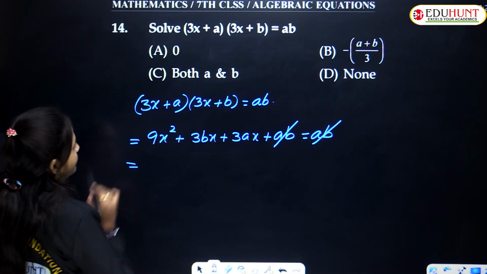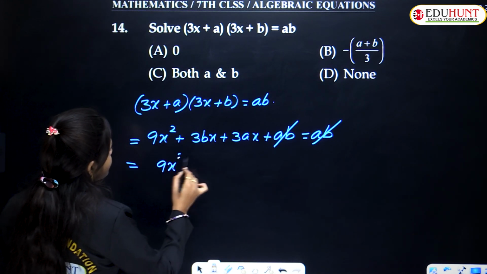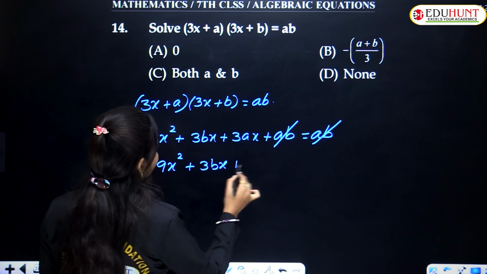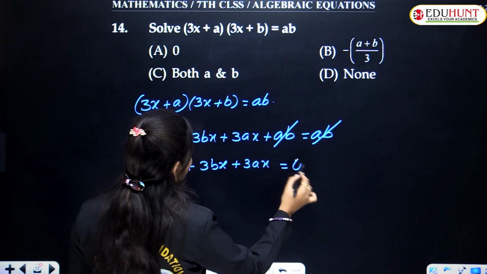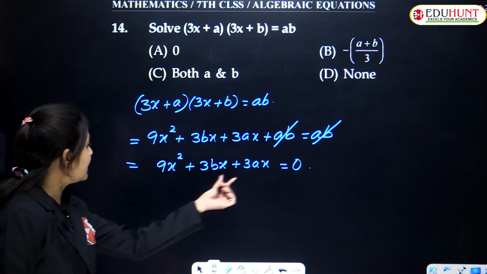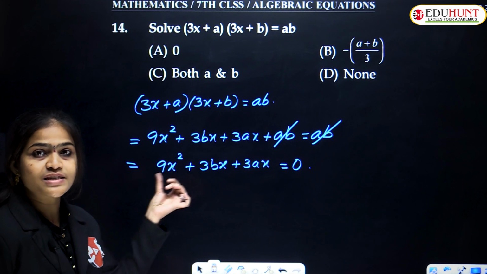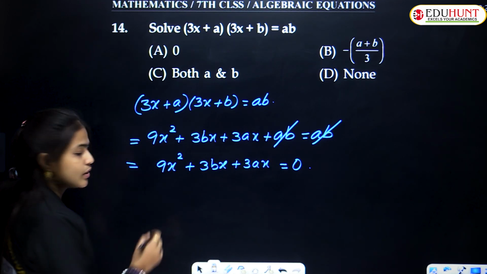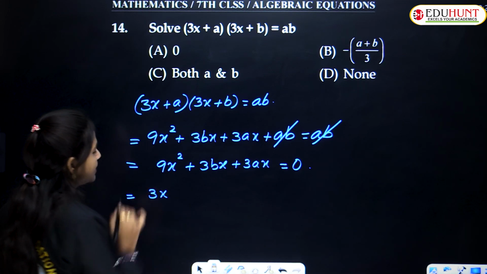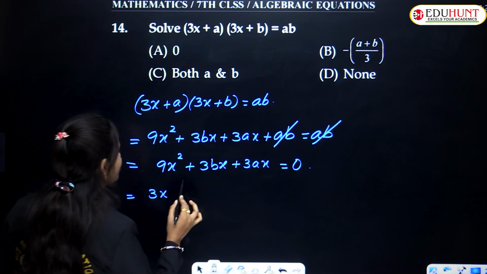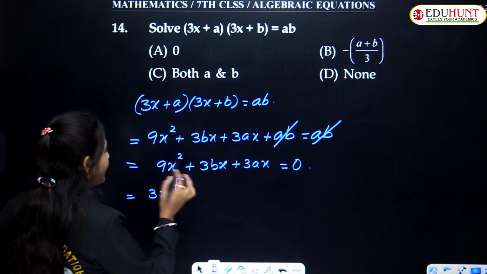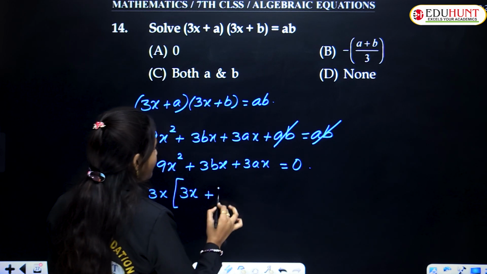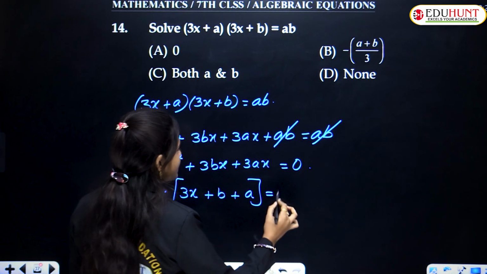So from this, we get 9x square plus 3bx plus 3ax is equal to 0. From these three terms also we can take one term as common. What is that? Here 9x square, 3x and 3x. So I want to take 3x as common from the total. Here 3x is taken as common now, so the leftover is 3x plus b plus a, which is equal to 0.